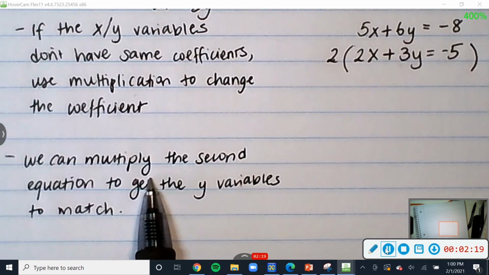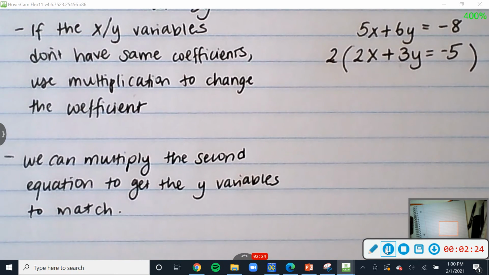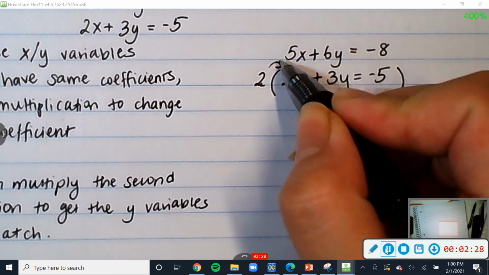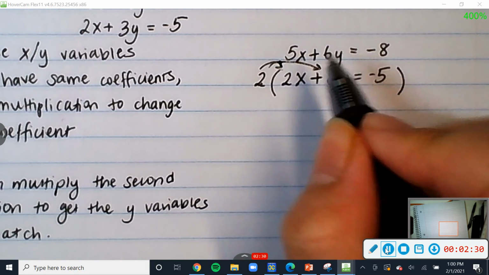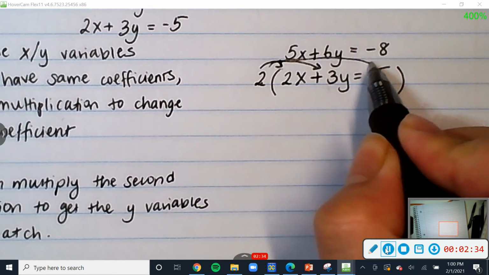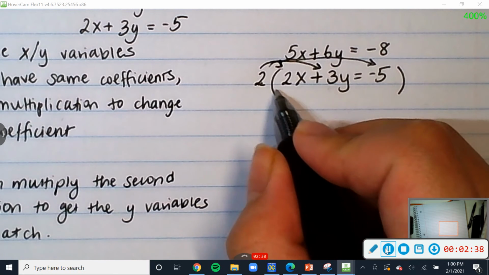Over here, I wrote down what I just said. We can multiply the second equation to get the y variables to match. So let's distribute the 2 and multiply that times everything. When you do multiplication, you need to make sure that you multiply it times everything in the equation. Otherwise, you will be changing what it says.